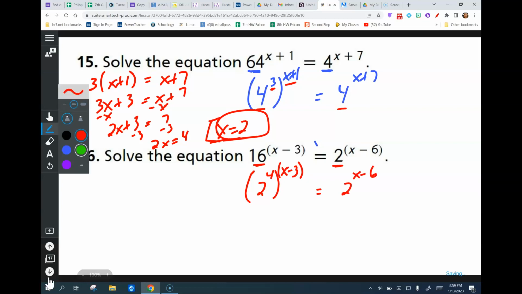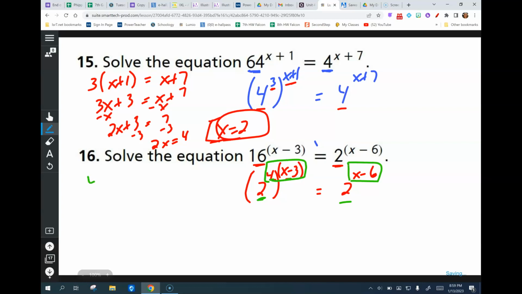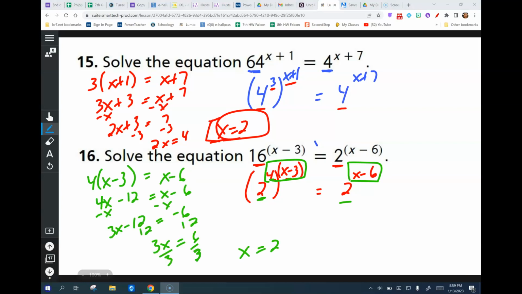Okay? Now I'm taking a power to a power. I have a like base, that's 2. So I'm taking a power to a power. That means my exponents have to be equal. So I have 4 times x minus 3 is equal to x minus 6. And go. Solve that. Okay, that was kind of a fluke. x equals 2 on both of them. Weird. Okay. Anyway, you're getting the idea, though, hopefully. Go to the next page.